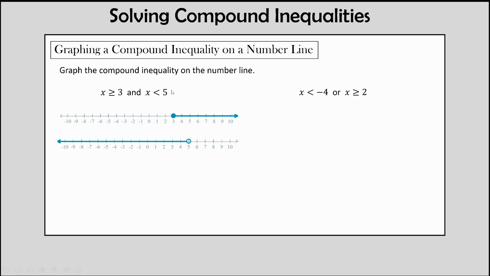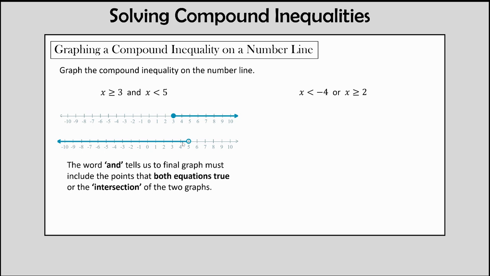Now the conjunction is "and," which means we're looking for numbers that make both of these true. So it's got to be greater than or equal to 3 and less than 5. The way I think of it is if you were to push these two number lines together so that they overlapped, the numbers that are commonly shaded in both of these are our answers. The word "and" tells us the final graph has to include points that make both equations true, or the intersection.